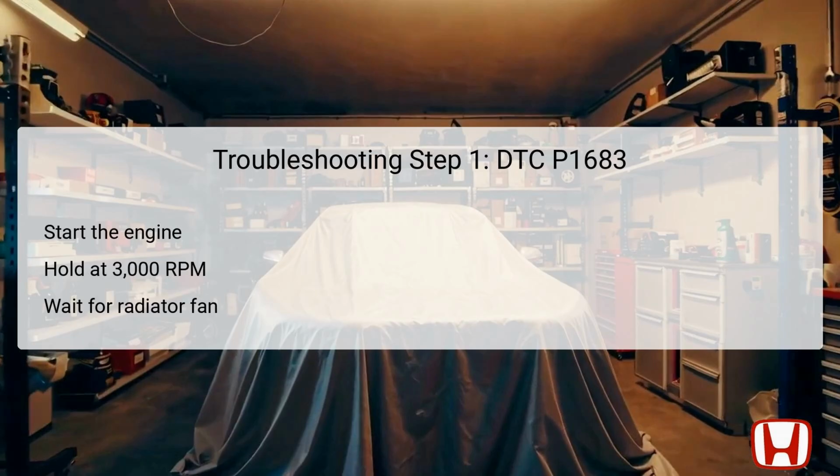The first step in troubleshooting DTC P1683 involves starting the engine and holding it at 3,000 RPM without any load. This means that if the vehicle has a continuously variable transmission, CVT, it should be in park or neutral. And if it has a manual transmission, MT, it should be in neutral gear.